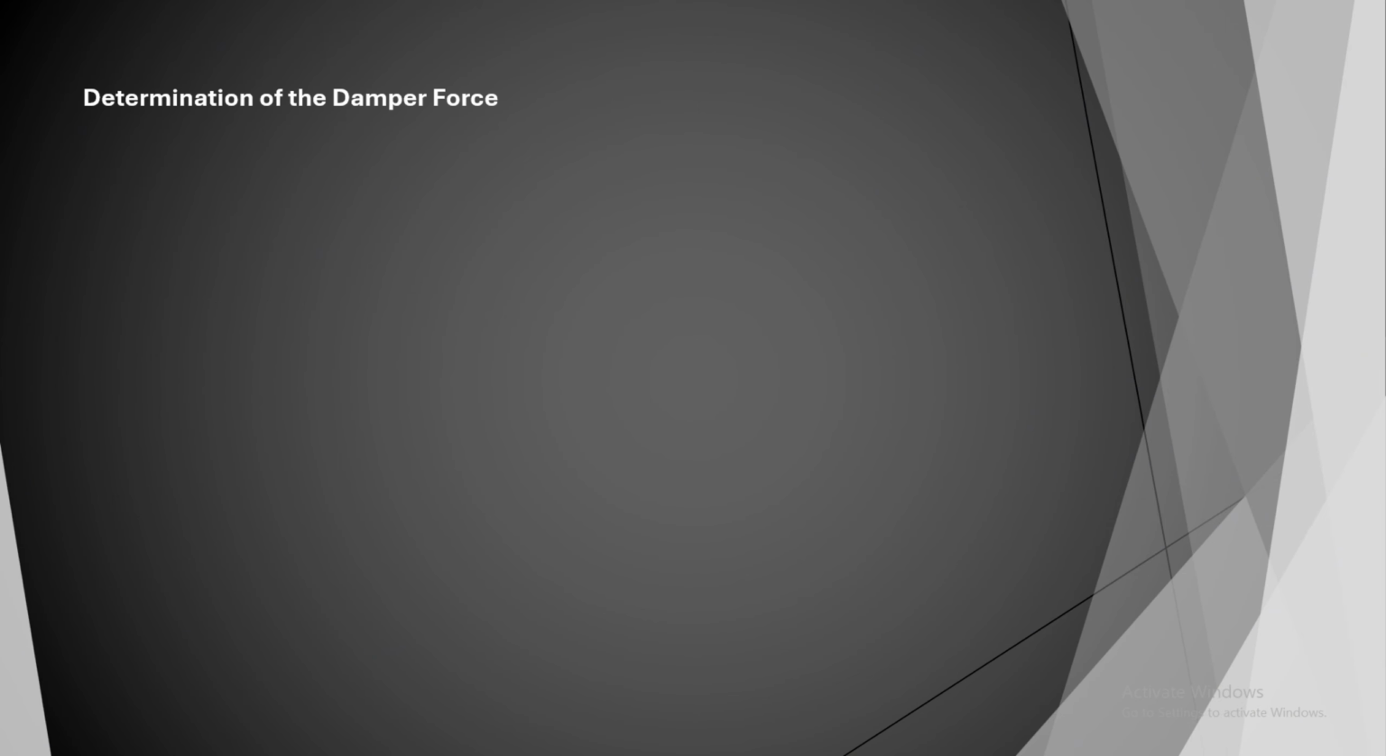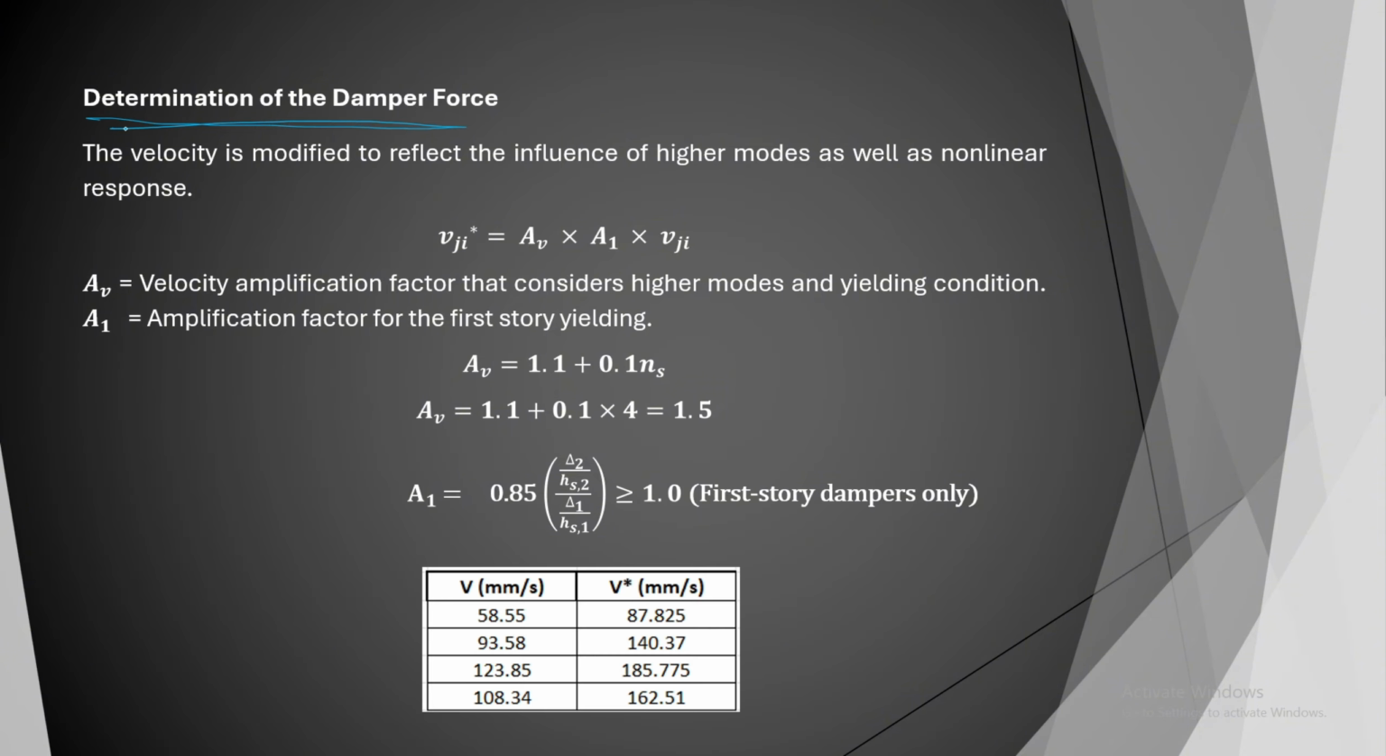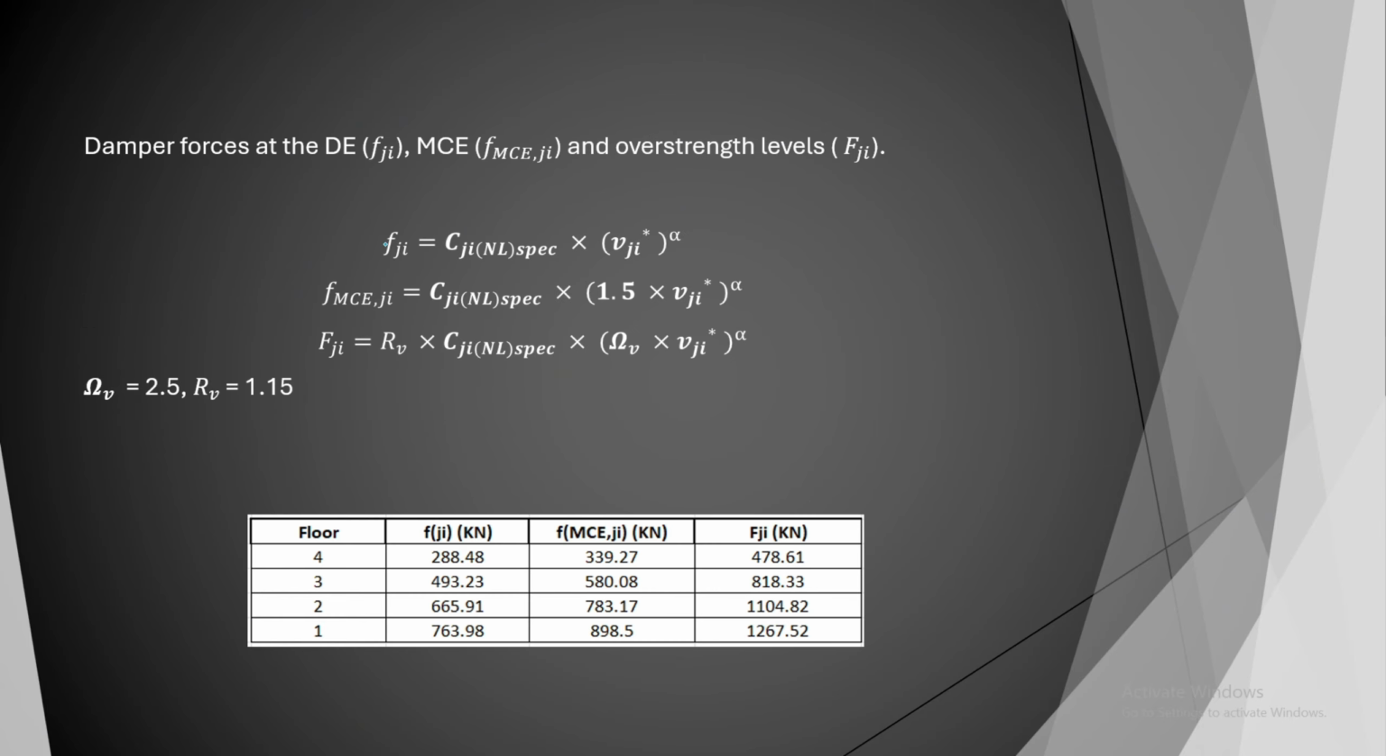For the determination of the damper forces, the velocities must be modified. The adjusted velocities are summarized in the following table. The amplified velocity is used to determine the corresponding damper forces at the DE, MCE, and overstrength levels. The calculated forces are shown below. The nominal damper force is defined based on the demands at the MCE level.